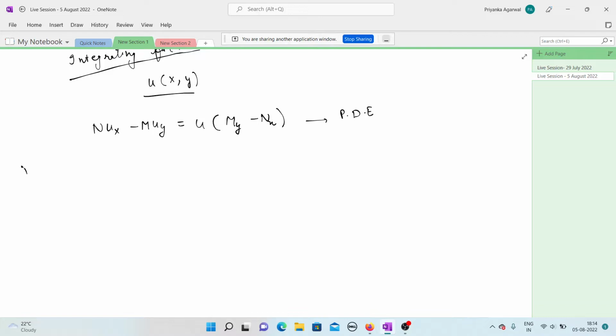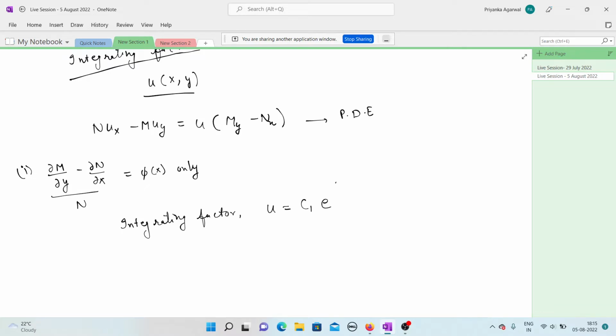Now there were some simplified cases talked about in the lectures, such as when dou M over dou y minus dou N over dou x, over N, is equal to a function of x only. In this case, you can directly write your integrating factor as u equals some constant times the exponential of the integral of this function of x.